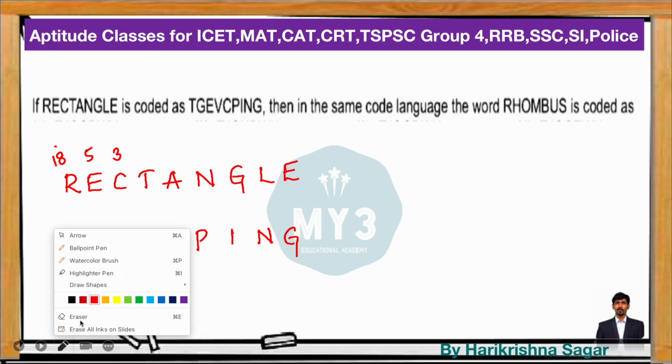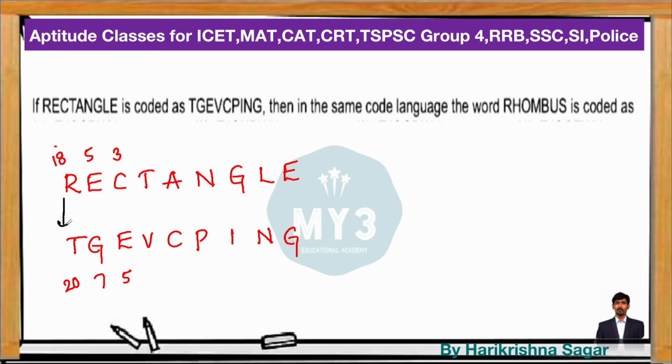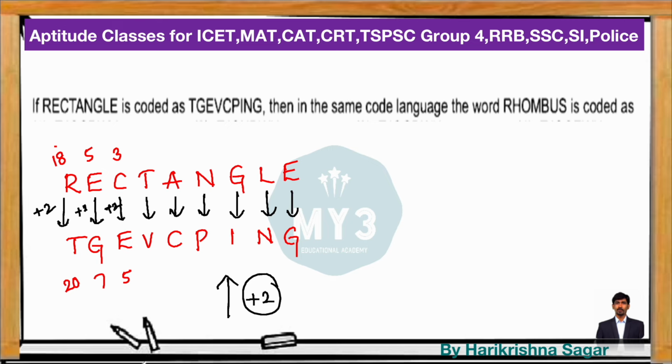By looking at this, I realized one simple point. 18 becomes 20, that means it is increased by 2. 5 becomes 7, it is increased by 2. Next also increased by 2. So every alphabet, you can check again, is increased by 2 here. So using a similar logic, you have to find out the code for rhombus. In rhombus, we have 7 letters. So R is the 18th alphabet, and it also needs to be increased by 2. That means it will be 20. 20 means T.